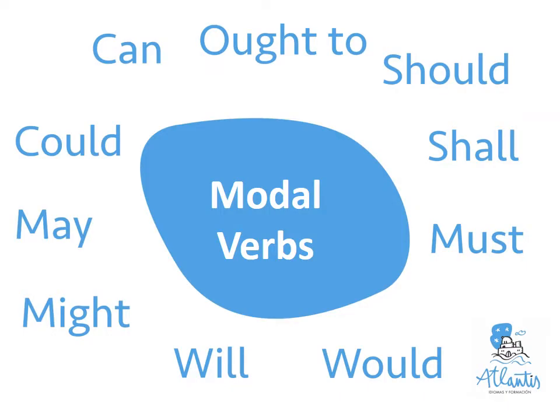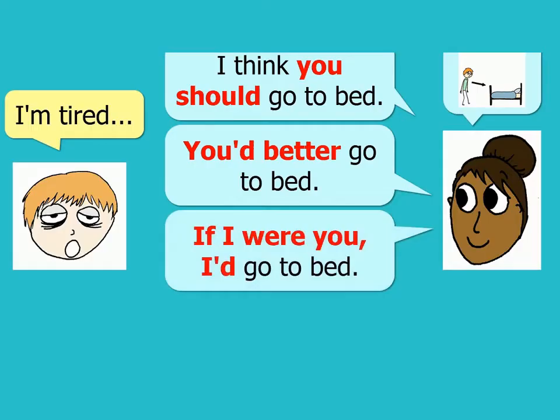In the previous lesson, we already discussed modal verbs, such as could, may, might, will, would, must, shall, should, ought to, and can. Here are examples of how modal verbs and some common expressions are used. I think you should go to bed, or you'd better go to bed, or if I were you, I'd go to bed. Each of these examples is used for a different purpose.